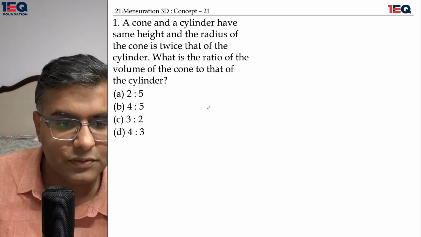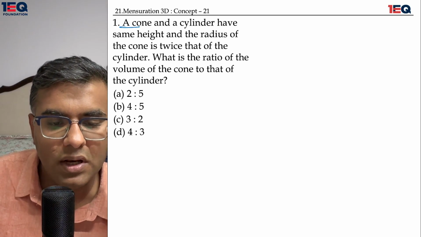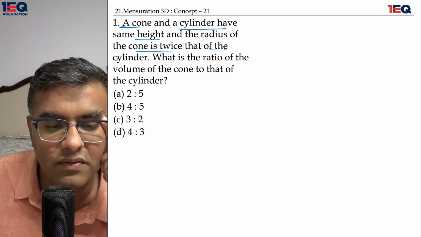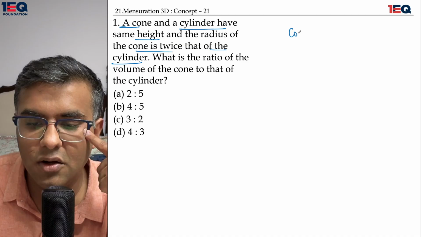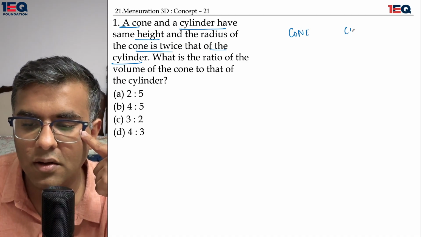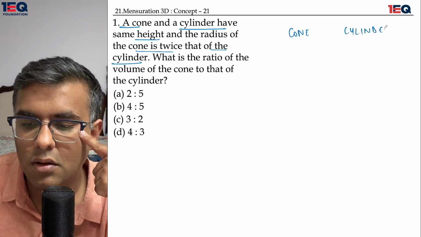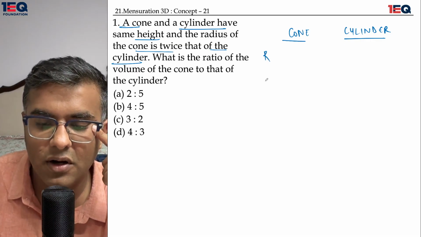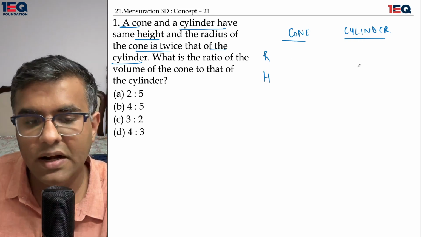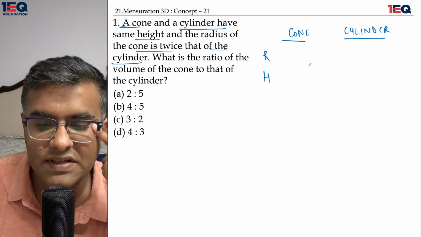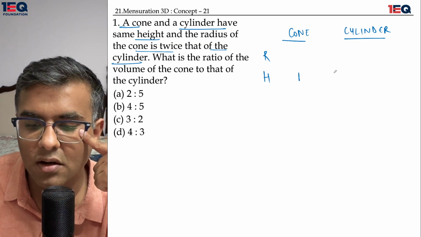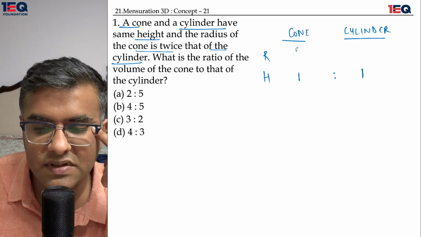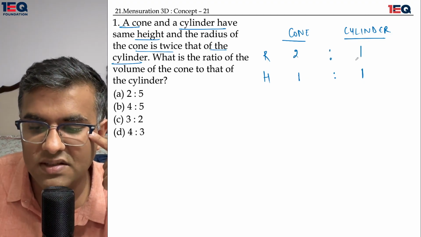Now, this is the last and the final question. A cone and a cylinder have the same height, and the radius of the cone is twice that of the cylinder. So we are comparing a cone and a cylinder. We have a cone at one side, we have a cylinder at one side. We are talking about the radius and the height, so we'll be writing down the ratios here. The height is going to be 1 is to 1 in ratio, and the radius of the cone is twice that of the cylinder, so 2 is to 1. This is the situation we are looking at.